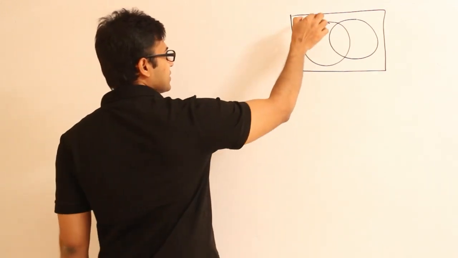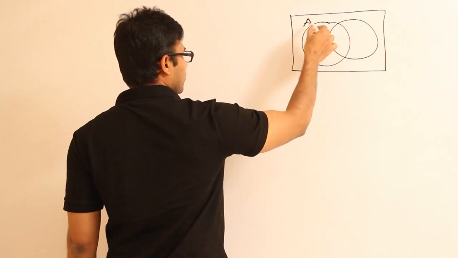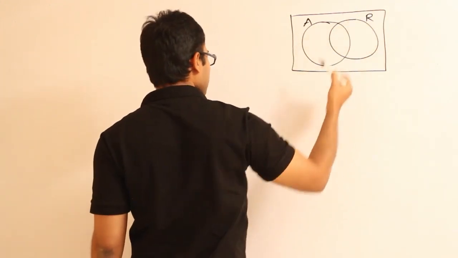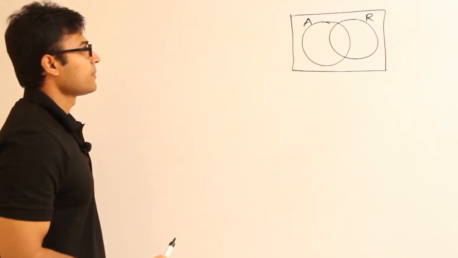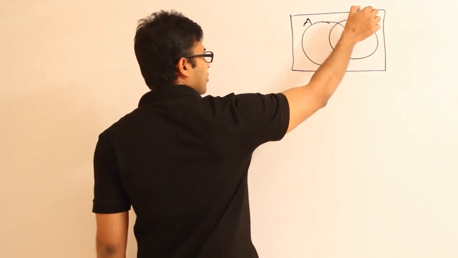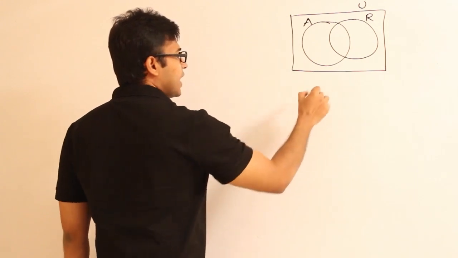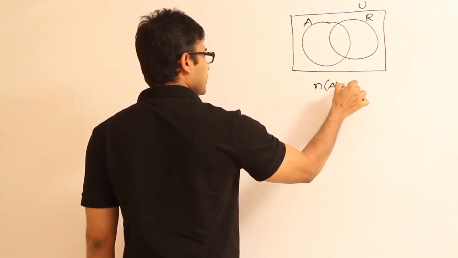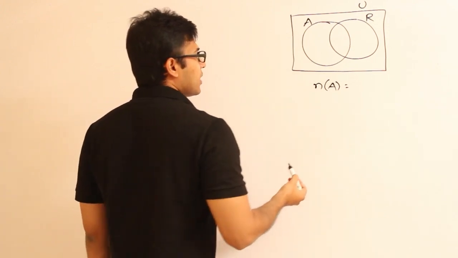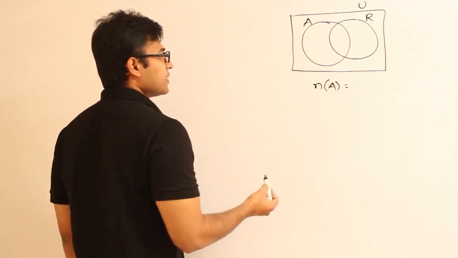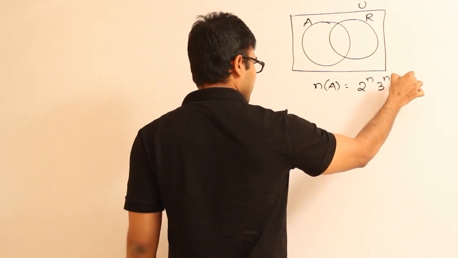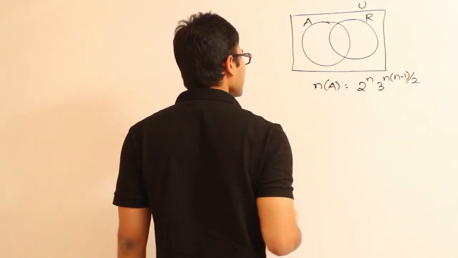Now let us say this is the set of all antisymmetric relations A, and this is the set of all reflexive relations R. And the outer rectangle is the set of all relations possible, U. What are the things that we already know? n of A, the number of antisymmetric relations, is 2 power n into 3 power n into n minus 1 by 2. This we already know.